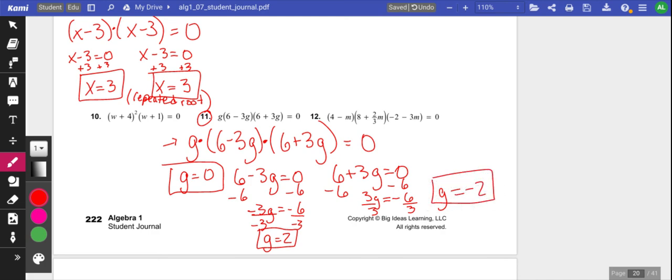I've got 3 roots here, 3 solutions. It can be 0, 2, or negative 2. All of those would make that equation equal to 0. Again, tomorrow we're going to get into some more factoring, but you can go ahead and get started on the day 1 assignment, and I'll see you guys later.